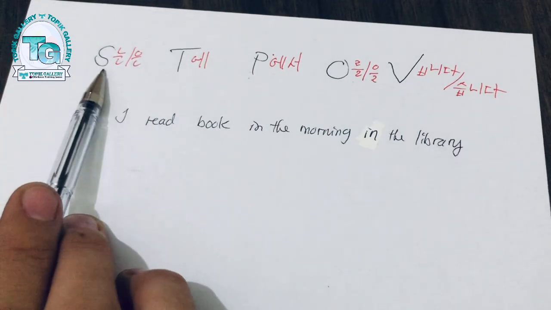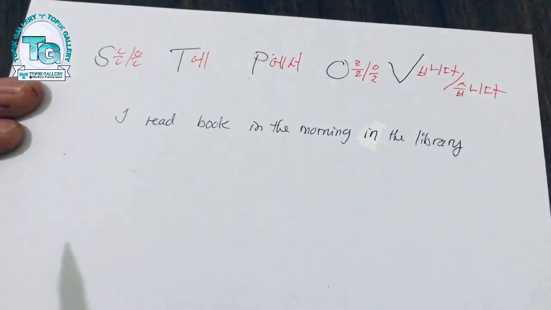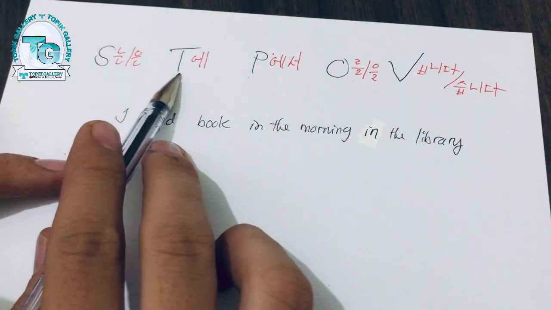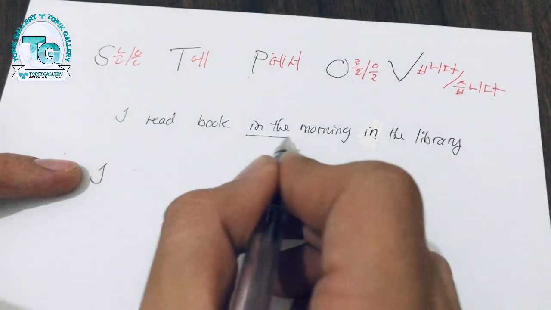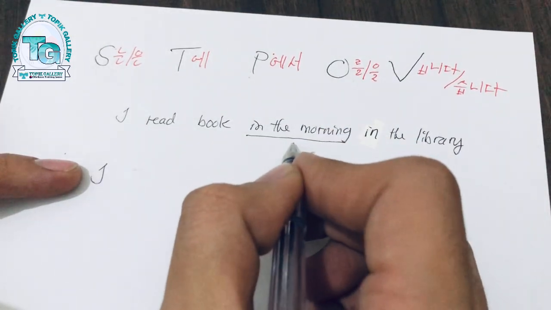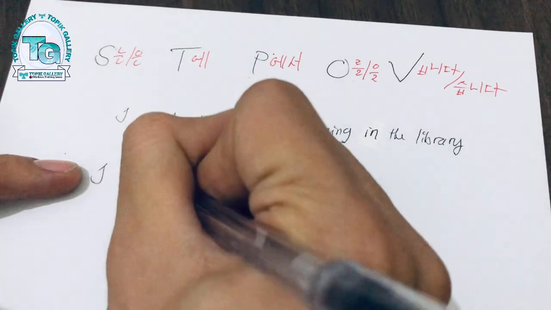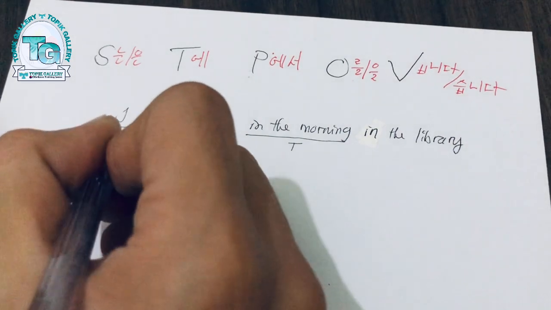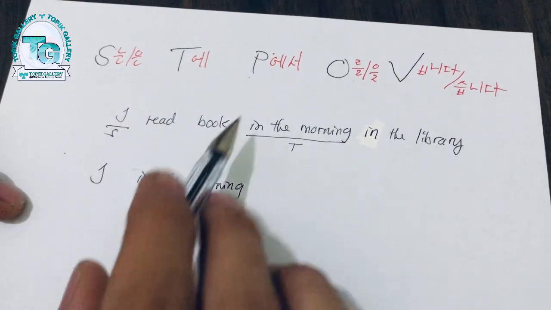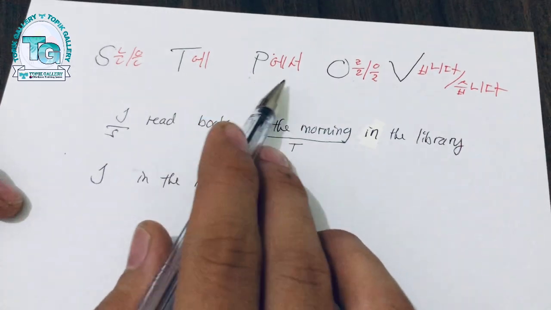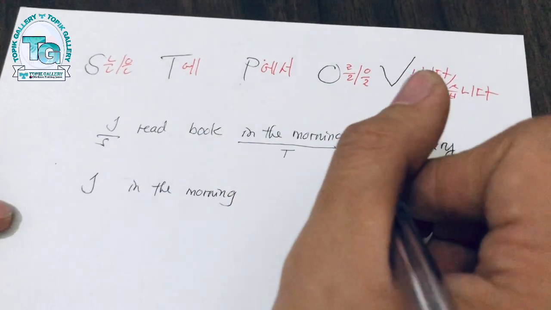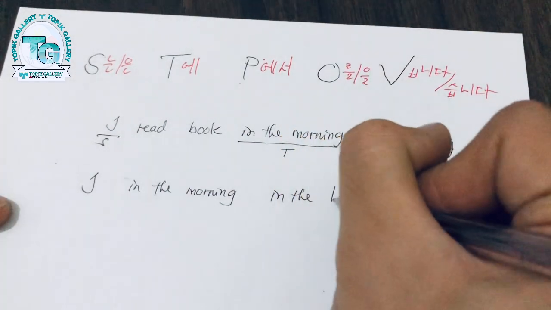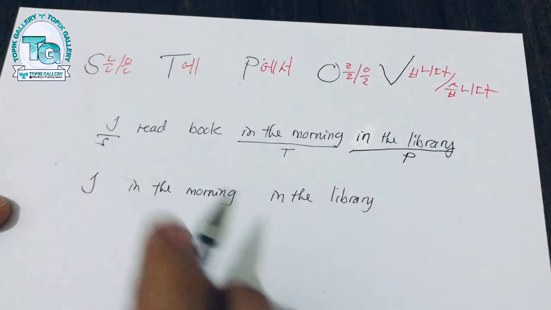STPOAV. Okay, so, subject. Sino yung subject dito, guys? Doer of action. Yes, I. So, you put I. And then, time. Yes, time is in the morning. Sali mo yung in the, guys. This is the time. So, in the morning. And then, next is yung place. Saan? In the library. So, you put in the library as the place.